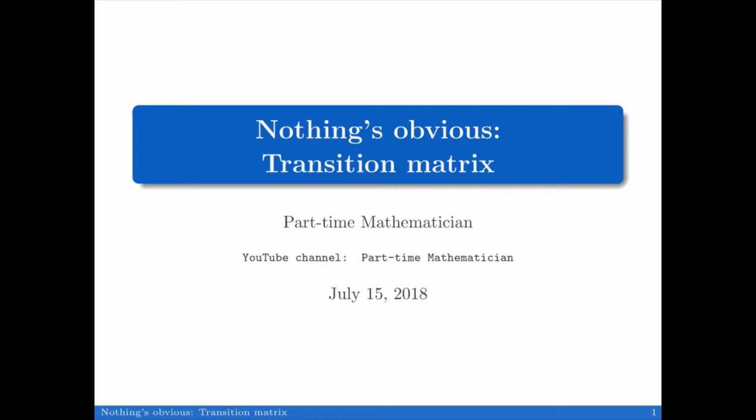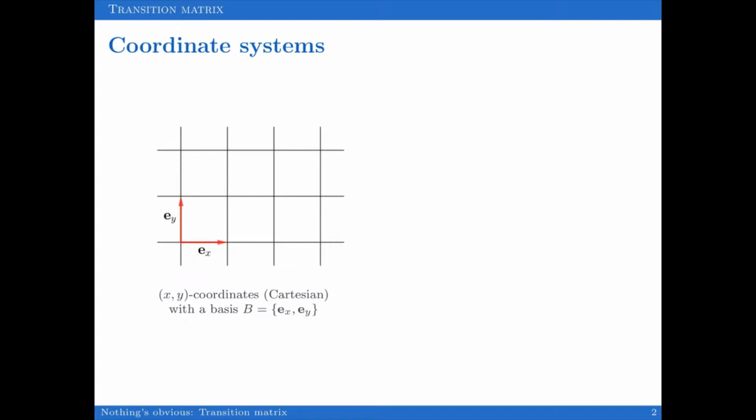The transition matrix, also known as a change of basis matrix or matrix of change of coordinates. This matrix will play a crucial role in changing a coordinate system. Okay, let's begin. We have a coordinate system called xy coordinates with basis B, which contains e_x and e_y. We call this coordinate system a Cartesian coordinate.